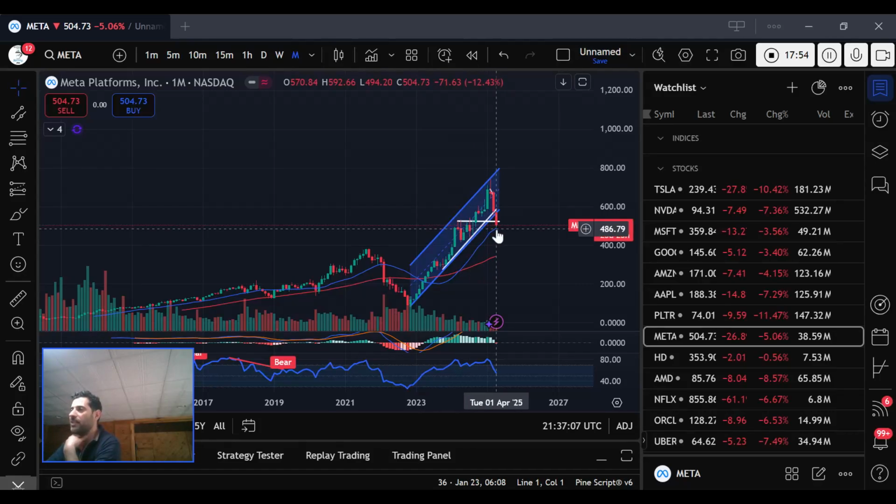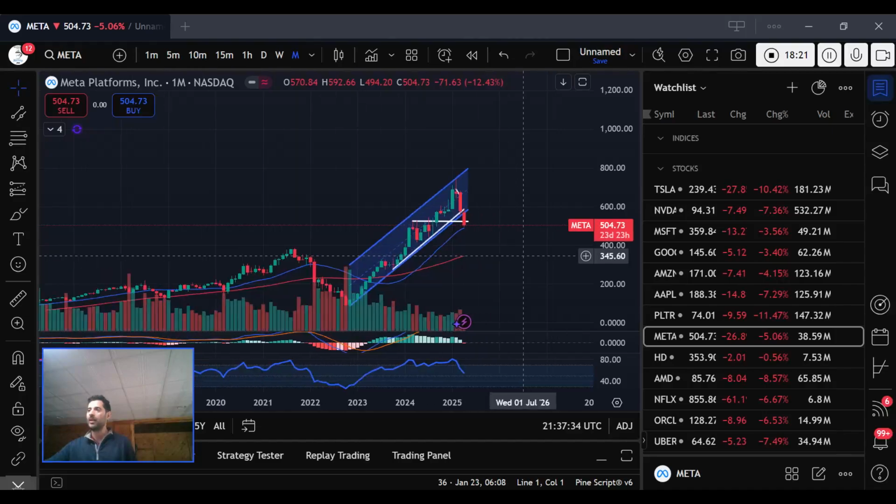So I wouldn't be surprised to see a slight bounce from this level back up to like 520 something, 530. I think it can get there maybe Monday. We'll see. If not, then definitely later in the week, if there's a reversal, a bounce. Otherwise, eventually we're going to see Meta back down into the $400 range. Okay. So $385, $400, possibly lower.